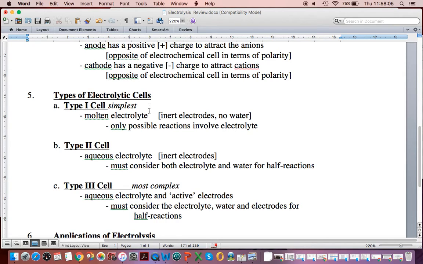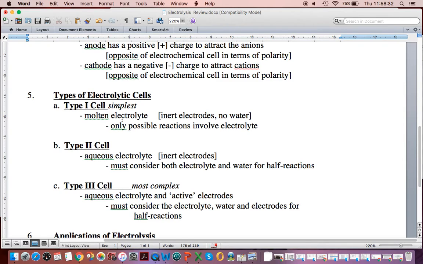So it means when we look at our electrolyte, we're going to have a positive ion, a cation, and all it can do is reduce. And it will reduce at the cathode. And we'll have a negative anion, and all it can do is oxidize at the anode. So there's only one possible oxidation, one possible reduction, and it's very easy to put together those things to determine the reaction.